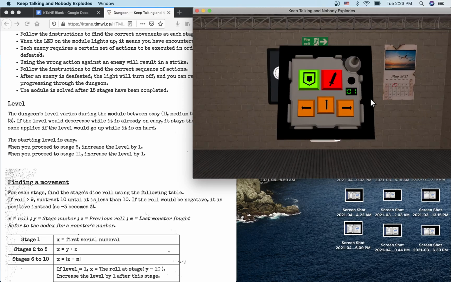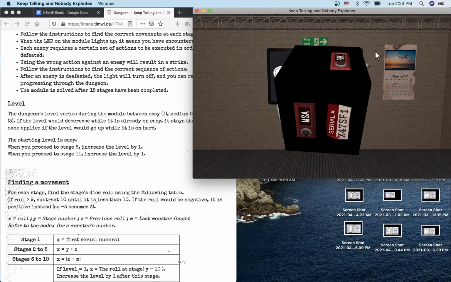Dungeon looks like this. You see you have the three movement buttons, and a block and a sword. Do note that this has a gray background. There is another version of this module, like a sequel, called Dungeon Second Floor, and that has a green background, so make sure you can tell those two apart.